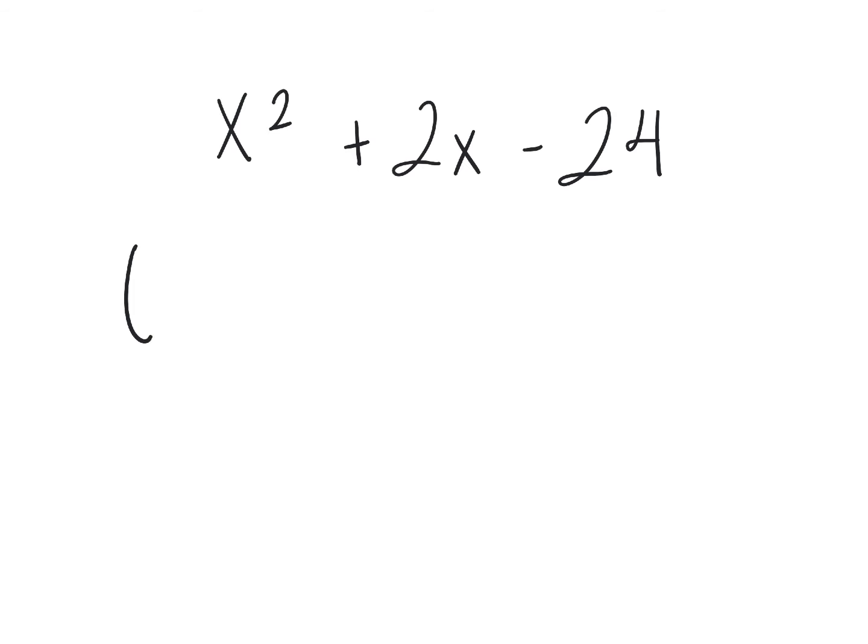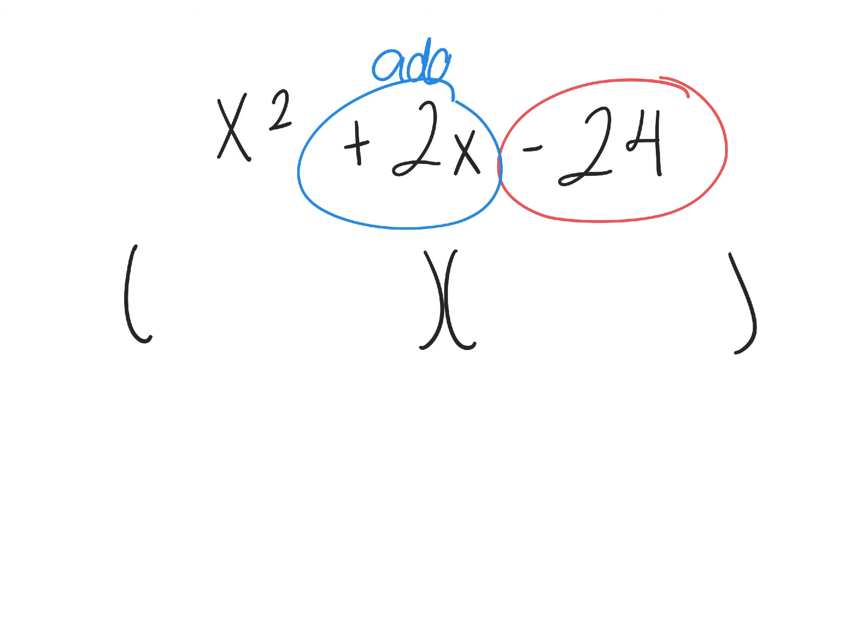So this one, we are going to have x squared plus 2x minus 24. Okay, now with this one, it looks a little different because it's got to multiply to get a negative number, but we got to add to get a positive number. So that means that in order to multiply to get a negative number, one of them has to be negative and the other one has to be positive. So let's go ahead and think of those numbers that multiply together to give us 24.